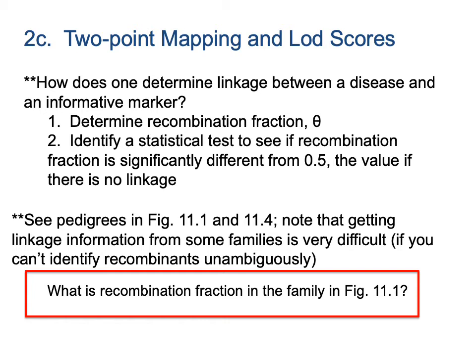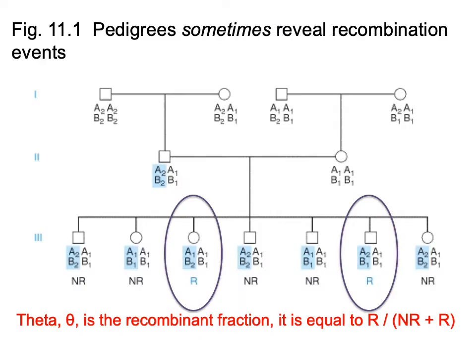And once you know what theta is, you can use a statistical test to see if the recombination fraction is significantly different from 0.5. And 0.5 is the value you would see if there was no linkage. Okay, so if we take a look at that family that we had looked at previously, we can see how we can calculate the recombination fraction.